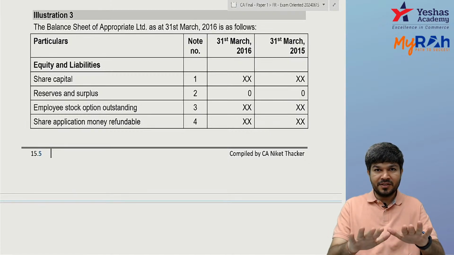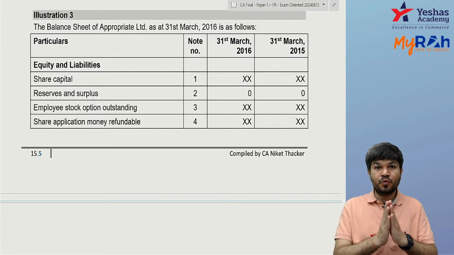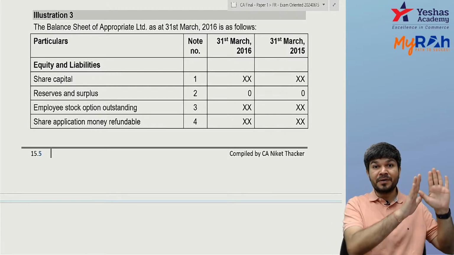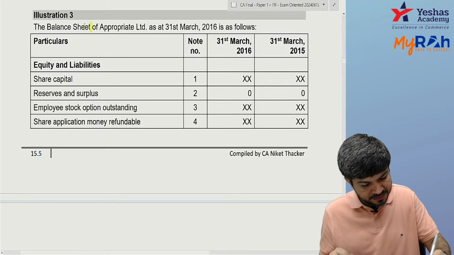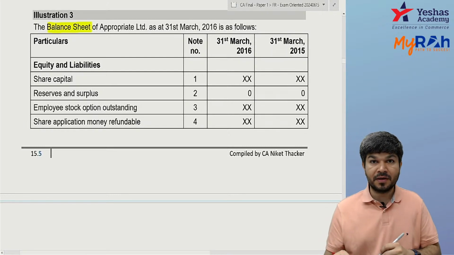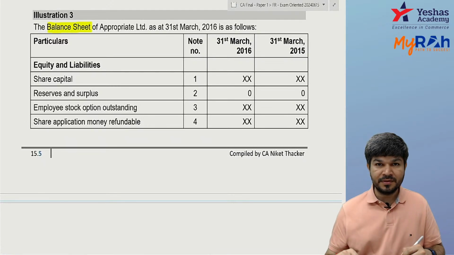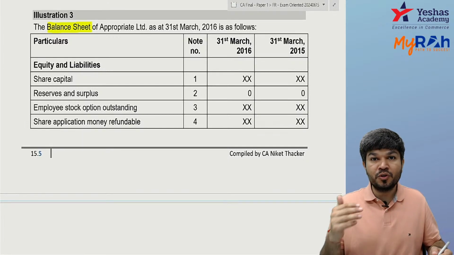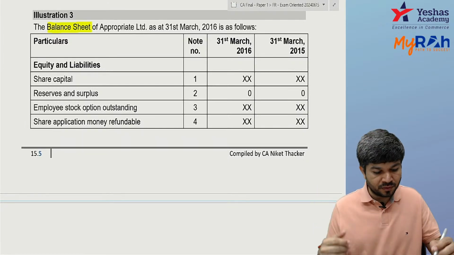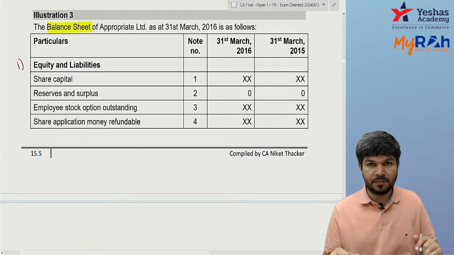Okay, so the presentation and disclosure they have given, we are required to rectify and give as per Ind AS. The balance sheet is given. Now they've started with equity and liability. If you recall, under Schedule 3 Division 2, we start with assets. So this is the first problem. I'll just write number 1.